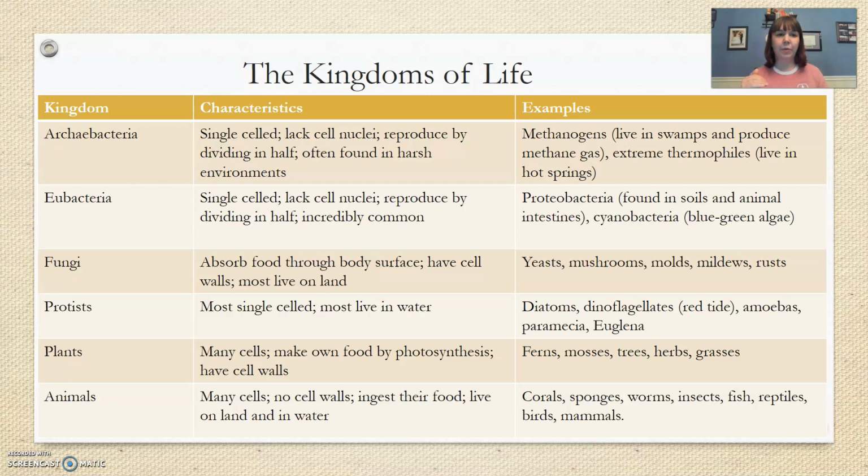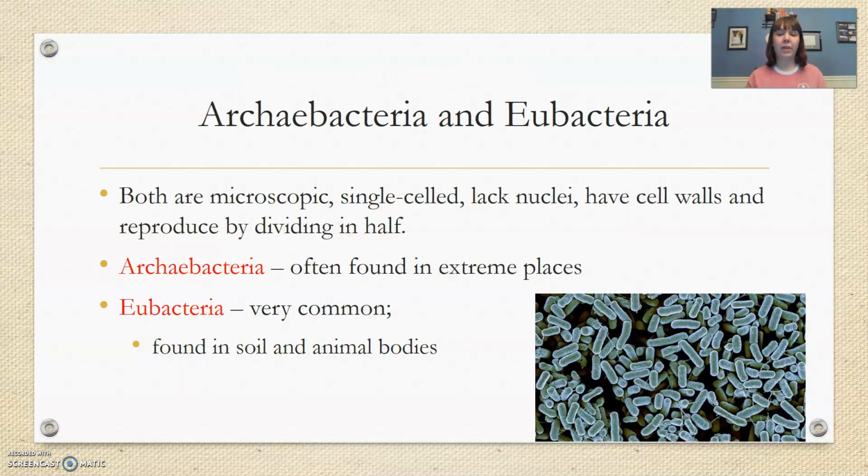So here's a quick table of the different kingdoms of life. If you want to put this down, you can, or if you want to do it as we go, this information will appear as we go through our notes. But you've got those 2 bacteria, which are the most simple, fungi a little bit more complex, then your protist, and then plants and animals are the most complex.